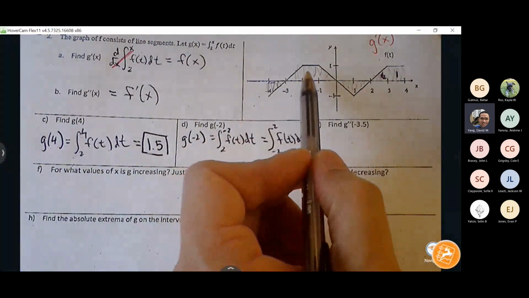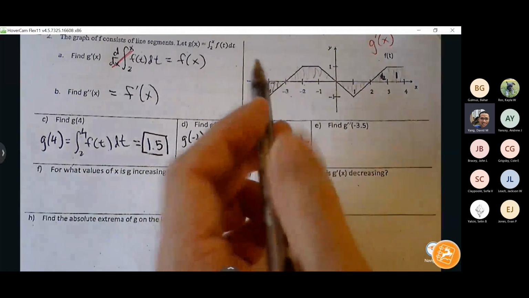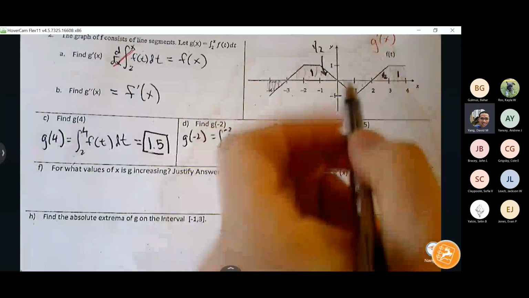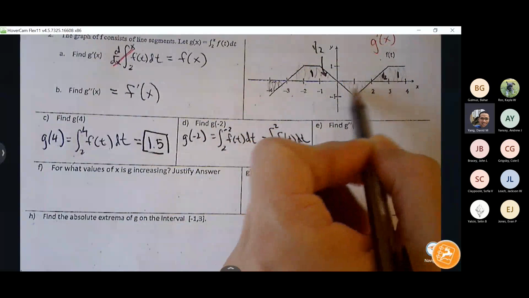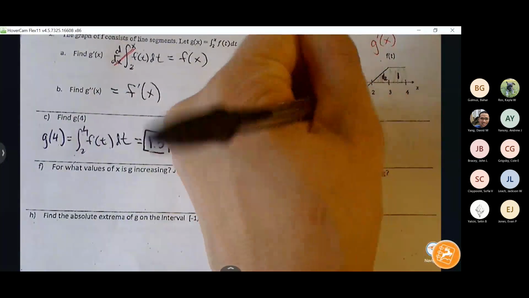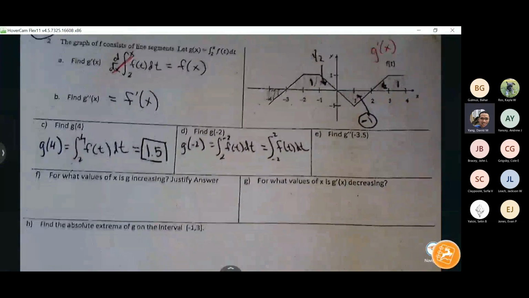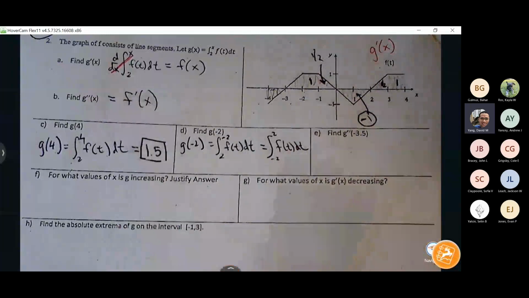From negative 2 to 2, I have a square, a triangle, and a triangle. Right? So this is 1/2 base times height. This here is 1/2 base times height. This is all going to end up being negative 1. So I total that region together. I have 1 + 1/2 - 1. That just gives me 1/2.